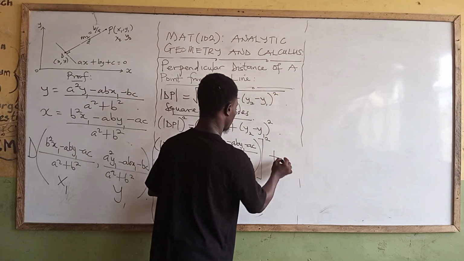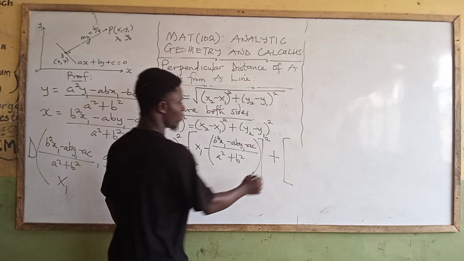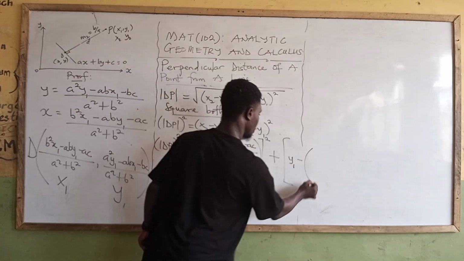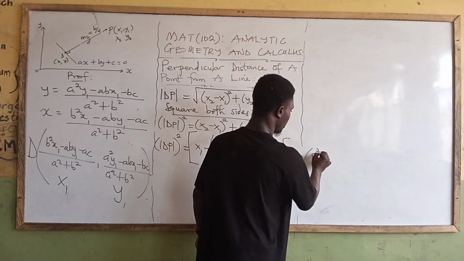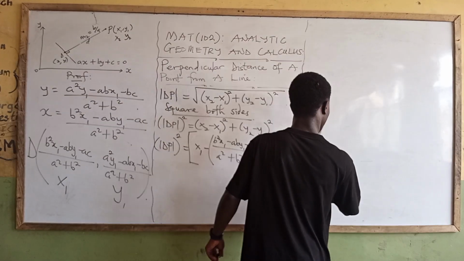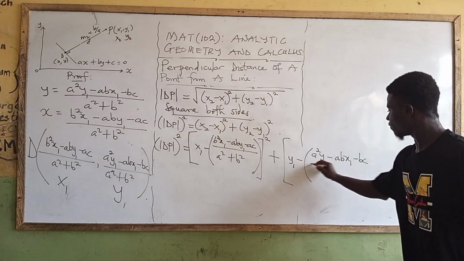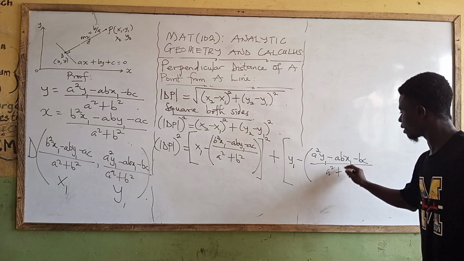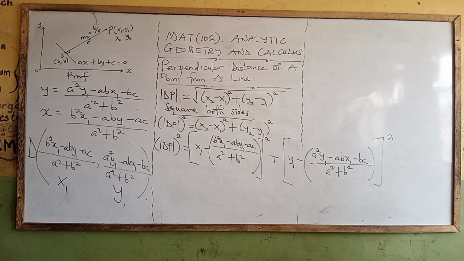Then plus our big bracket, we have our y2. Our y2 is what? y1. So y1 minus our bracket, which is a squared y1 minus ab x1 minus bc divided by a squared plus b squared. Then I have my all squared. So we have this. Very, very simple and very, very trivial as well.